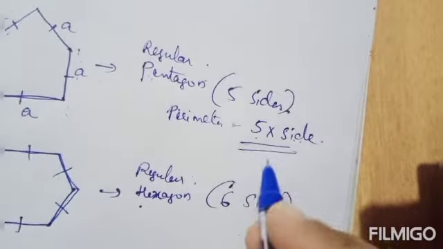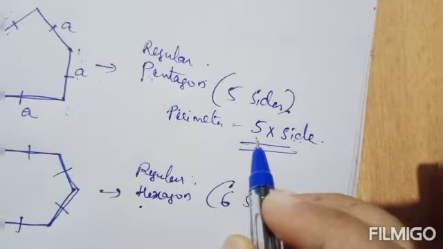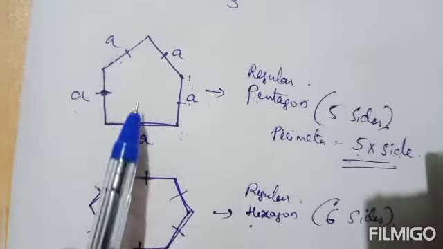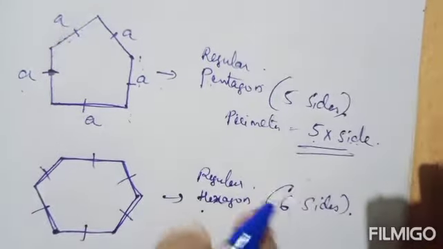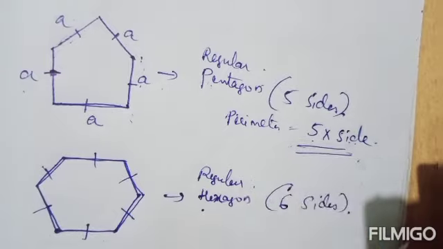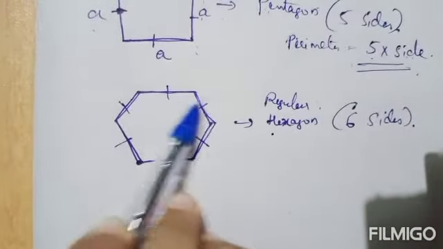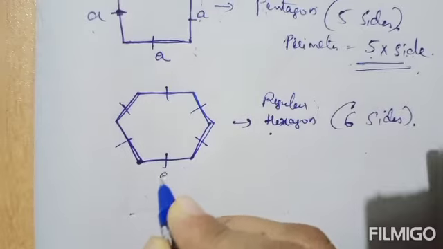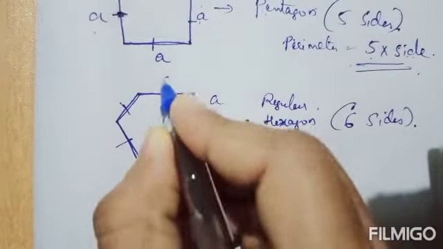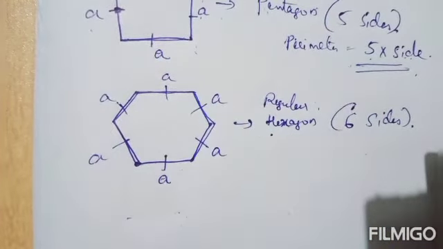Okay, this is the formula for finding the perimeter of a regular pentagon. Regular pentagon means it has 5 equal sides. So its perimeter will be 5 into side. Similarly, hexagon. In case of hexagon, it has 6 equal sides. If this side is A, all the other sides will be A.